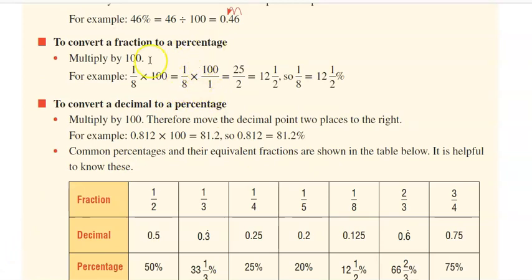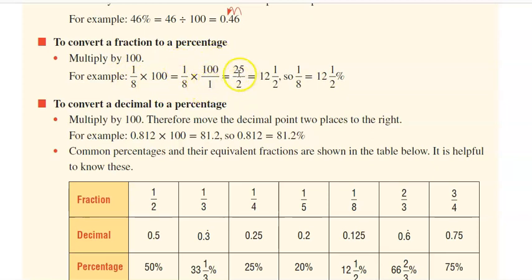The second and last one is to convert a fraction to a percentage. And all you need to do in this case is multiply by 100. So for example, 1 over 8, and to convert this fraction to a percentage, it's 1 over 8 times 100. And remember, 100 is just the same as writing it as 100 over 1. Because how many ones go into 100? Well, 100. So to convert this into a fraction as well, to make this fraction multiplication easier, it just becomes 1 over 8 times 100 over 1.